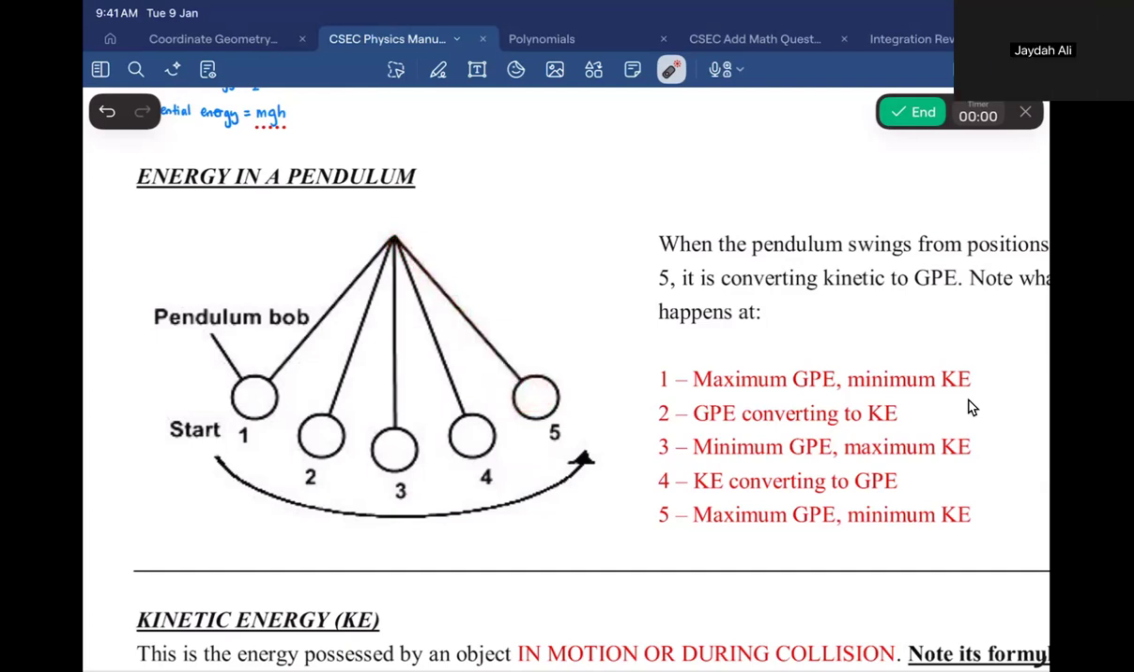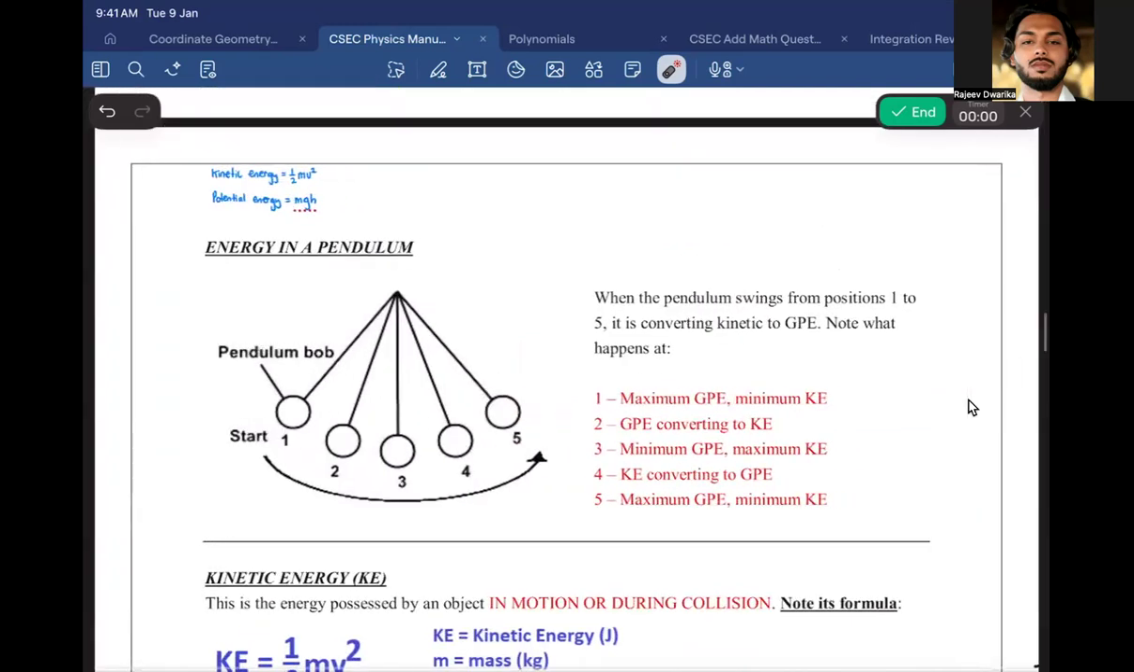Yes. It still has more it could go. So this is the maximum displacement. It doesn't go further than that. So this is where it would have the maximum potential energy. Right? And the whole process just repeats again. So there's that energy in a pendulum. And you need to know the energy conversions and what's happening at each stage.